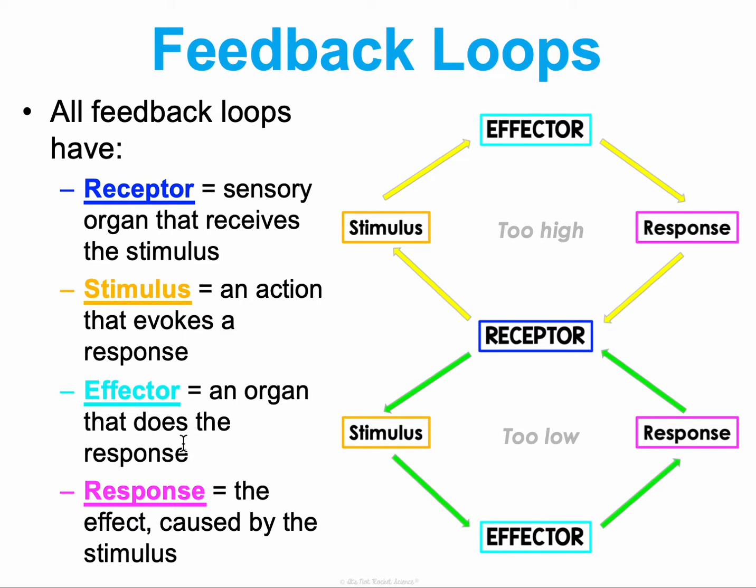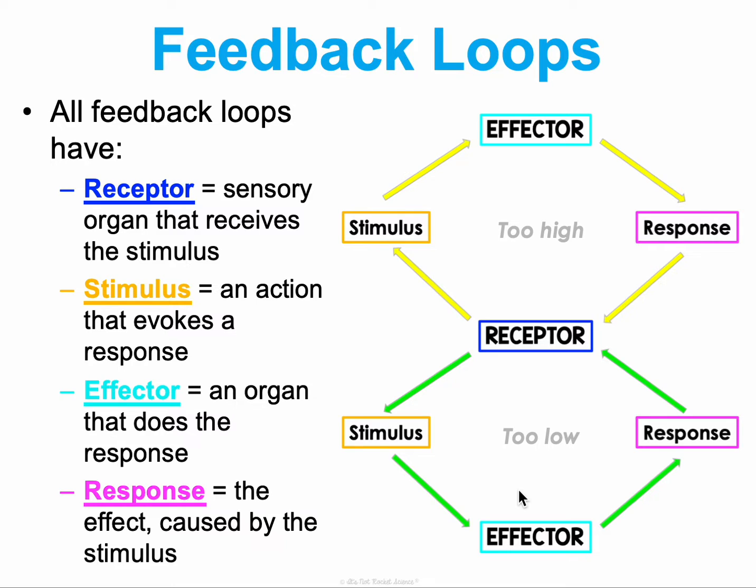And then the effector, this is the organ that does the response. So there's a receptor organ and then an effector organ. Usually they are different organs. And then finally, there's going to be a response, which is the effect that is caused by the stimulus. So you can see here, you're going to start with your receptor organ, and then you have 2 different scenarios. If the system gets too high from its target goal, or if it gets too low from its target. So once it gets too high, you'll see it will go through this way, and if it gets too low, it goes around the other way.